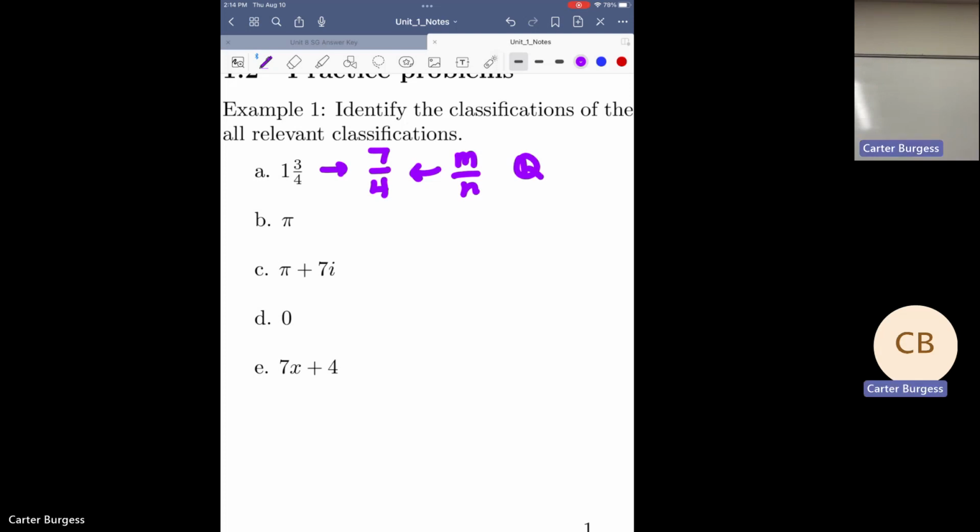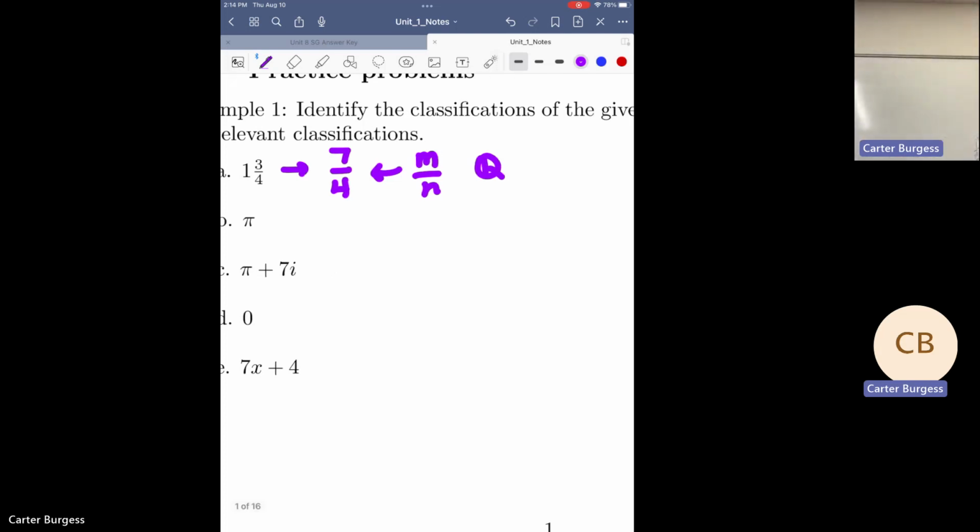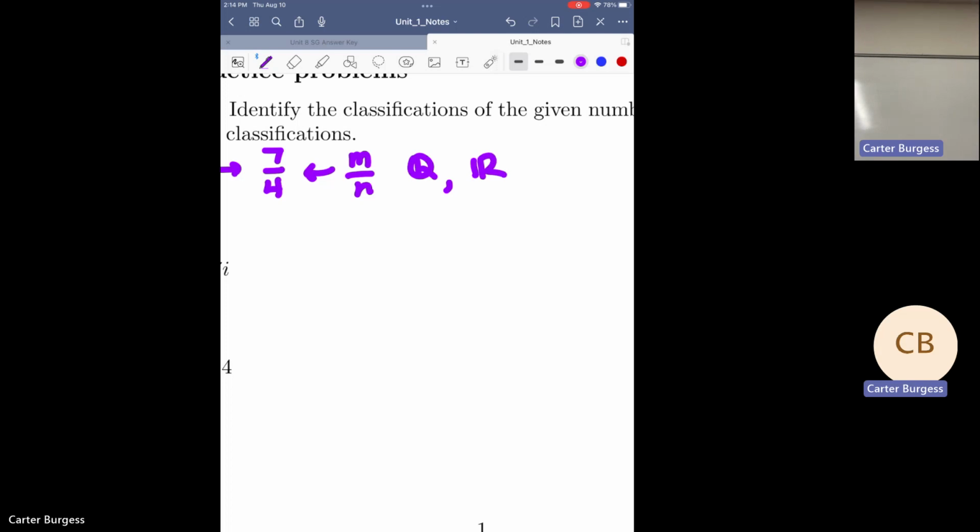Okay. If you were to write Q, you are mostly correct. That's fantastic. Q is, I would say, the tricky one to identify. It's like the relevant one to identify. But then there is also the question of, if it is rational, is it also real? And the answer is yes. The real numbers are everything that can be written as a fraction, and also all the other stuff. This can be written as a fraction. This falls under that definition. Right? So it is part of Q. It is also part of R, part of the real numbers.